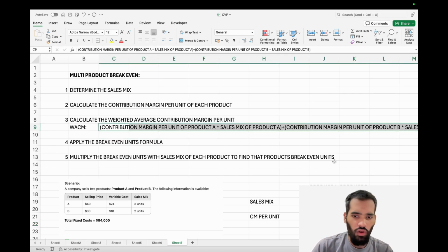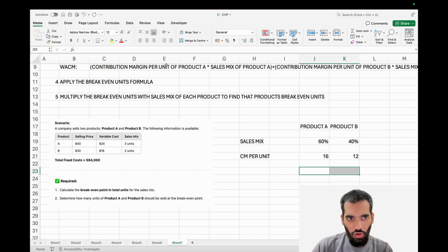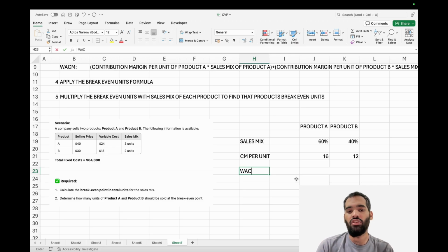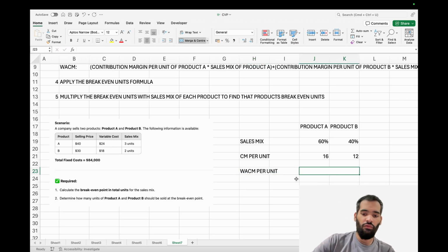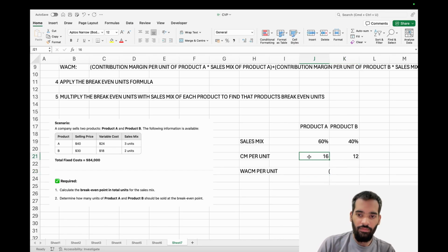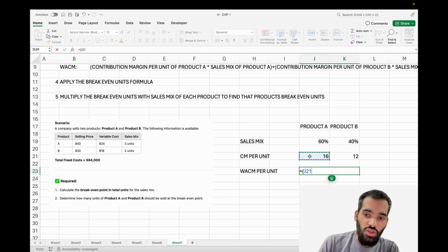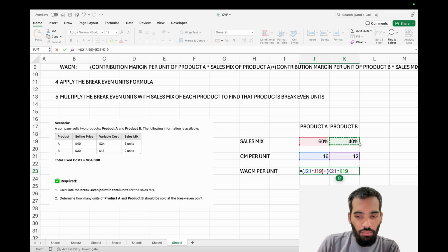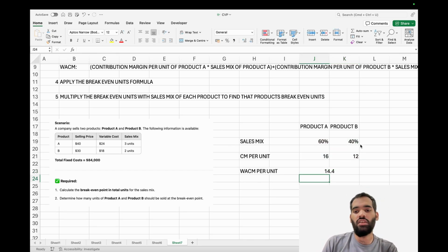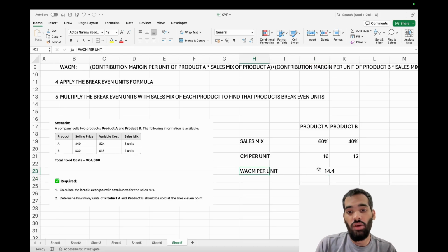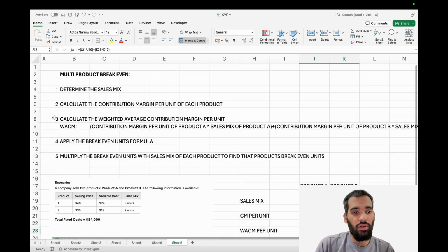So we literally just apply the formula. So let's do the weighted average. And here we're not doing it for each product separately. It's combined. So let me just merge these cells. So now we're doing weighted average contribution margin per unit. Formula was contribution margin of product A times sales mix of product A plus contribution margin of product B times sales mix of product B. And that's it. We literally just found out what is the weighted average contribution margin per unit. So that was our step number 3.